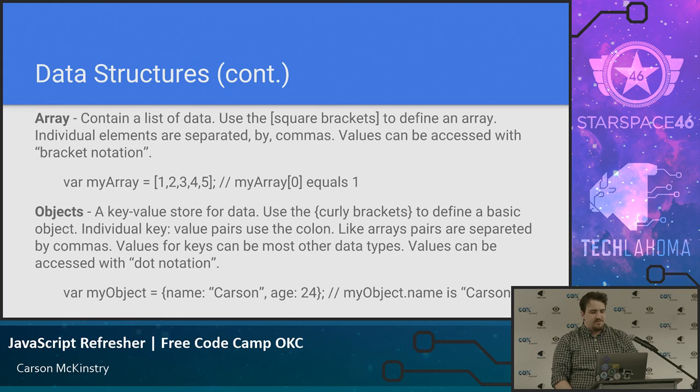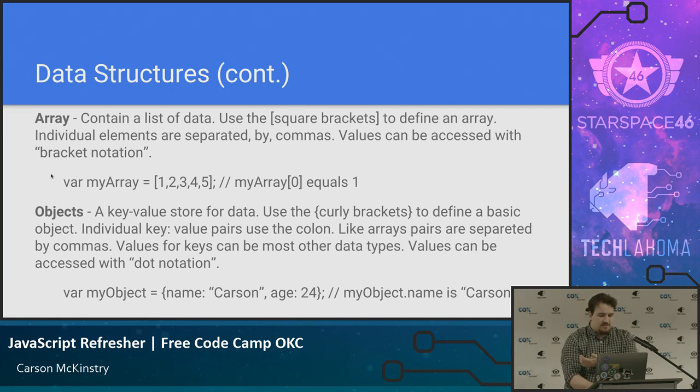Next, these are going to be more, I would say, advanced data structures that you're going to encounter. An array is the first one. This is going to be a list of data. It functions like lists from a lot of other languages. It uses square brackets in order to define it, and individual elements are separated by commas. In general, values inside of an array are accessed with bracket notation.